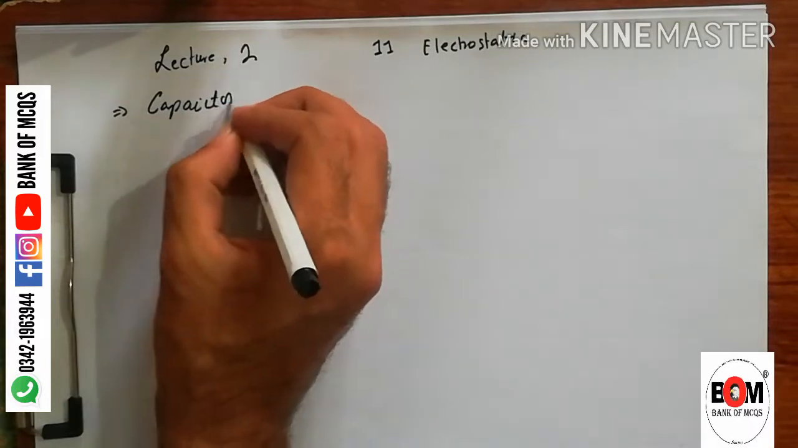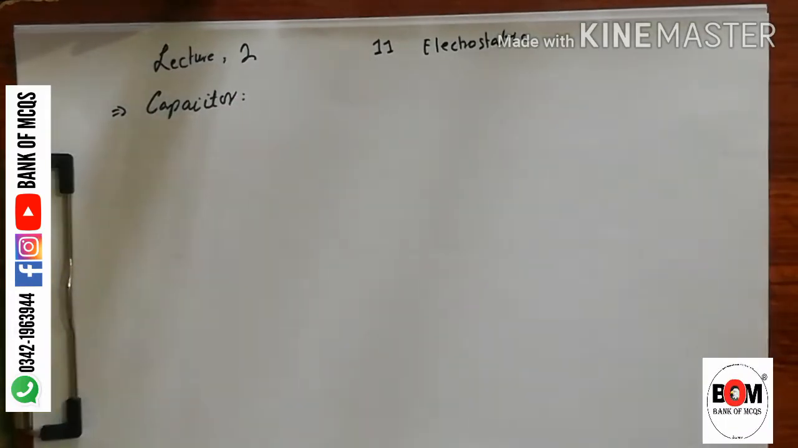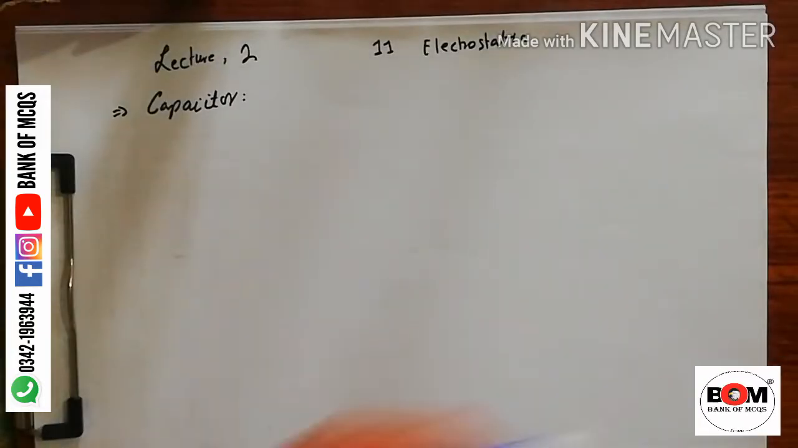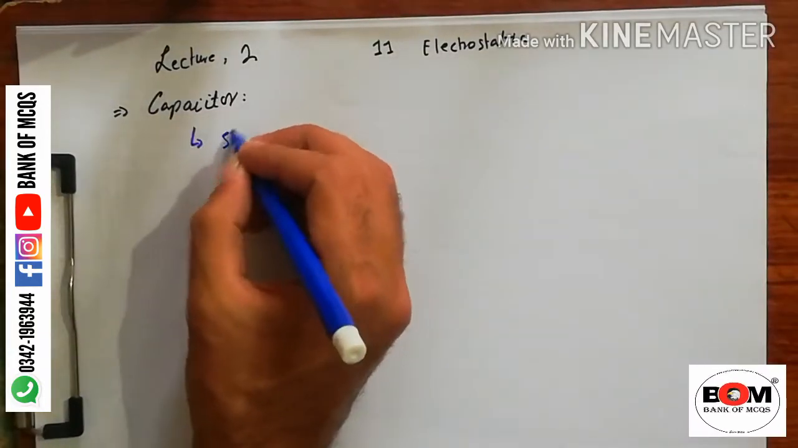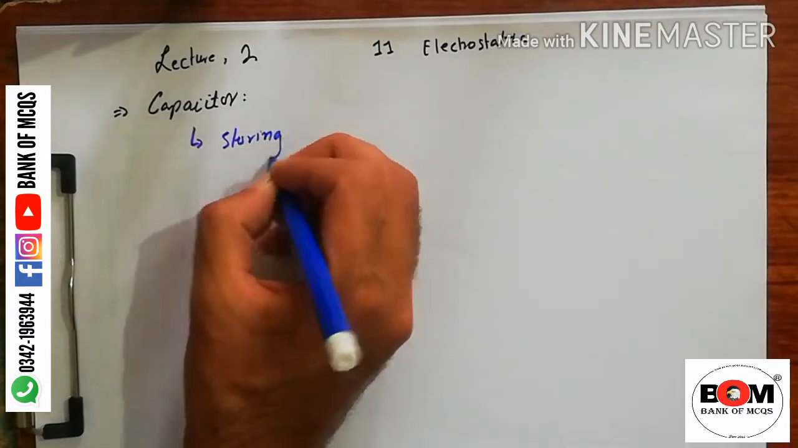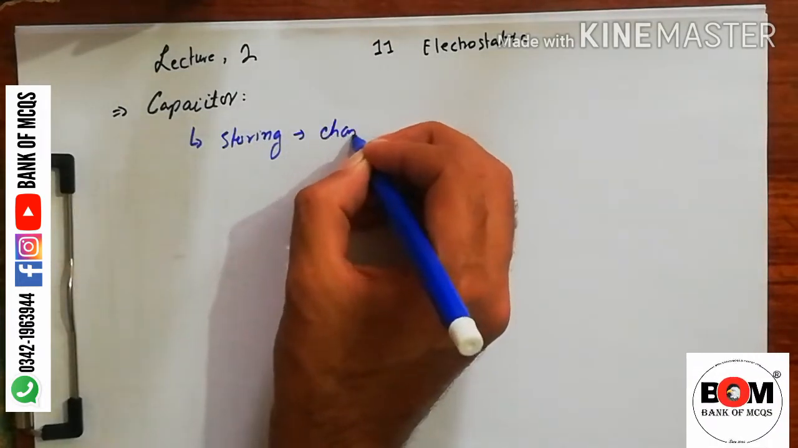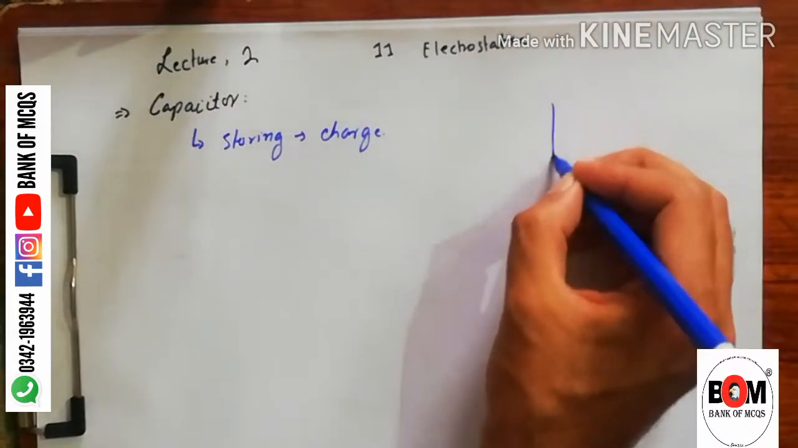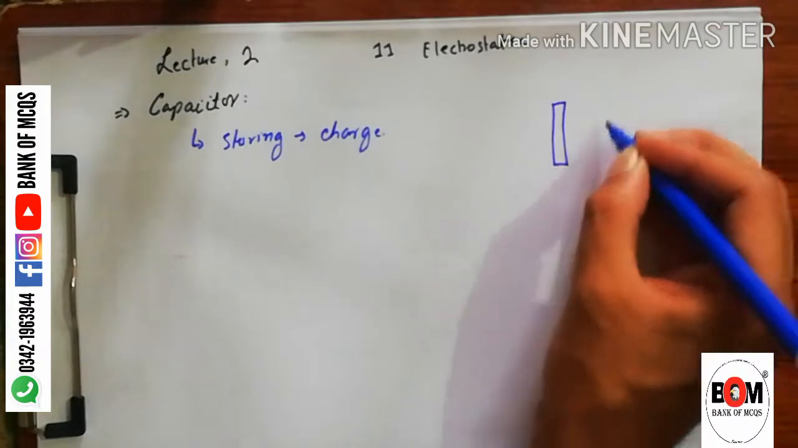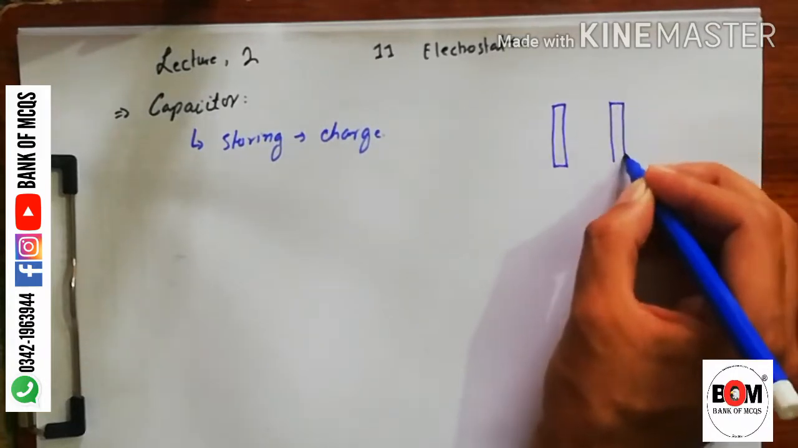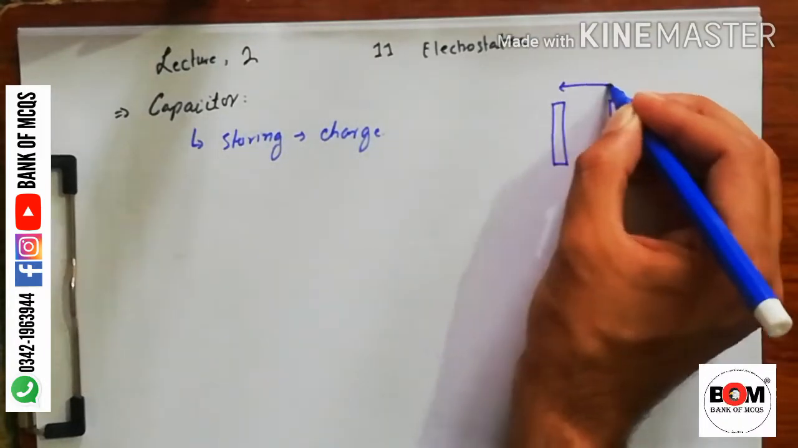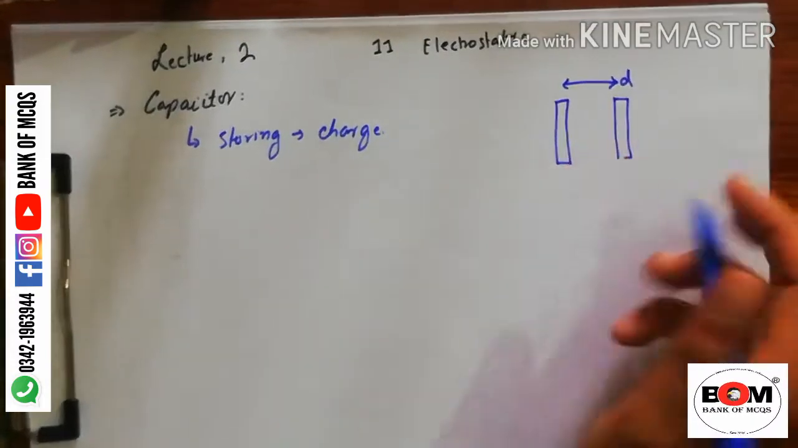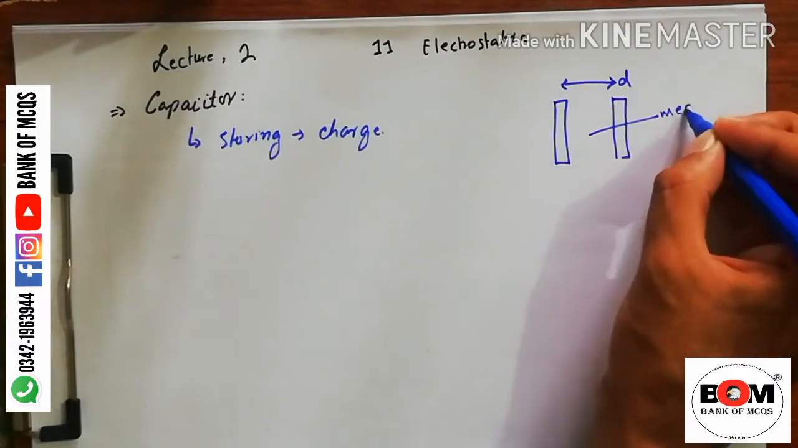First of all, what is a capacitor? A capacitor is a device that is used for storing an electric charge. The capacitor consists of two metal plates present at a distance of d from each other, and the medium between these two plates is called the dielectric.